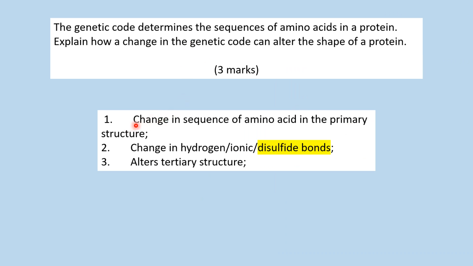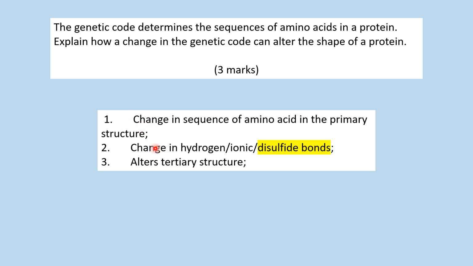Mark scheme, you have to mention that a change in the sequence of amino acids in the primary structure will be resolved. So if you change the genetic code, if you do a mutation, it will change the sequence of amino acids in the primary structure. So that's the first point.